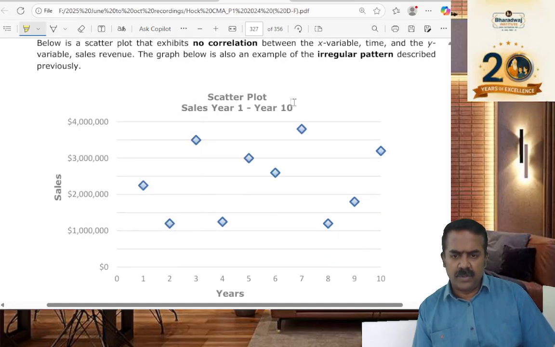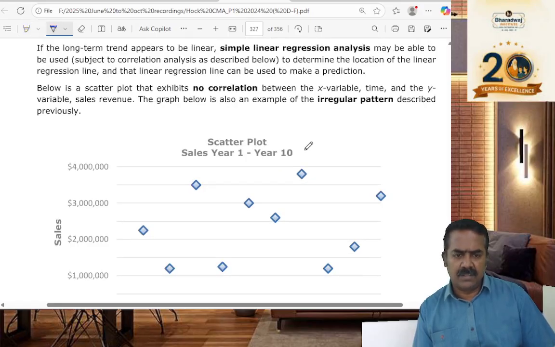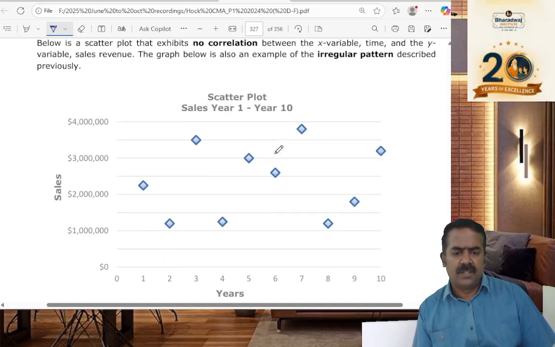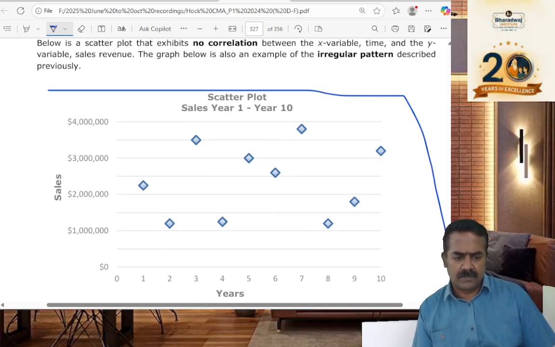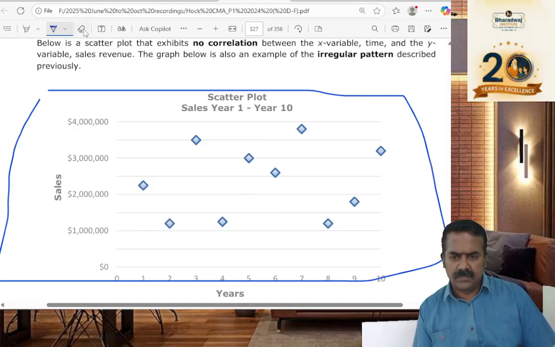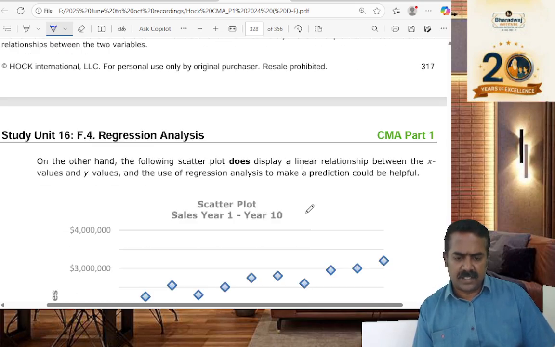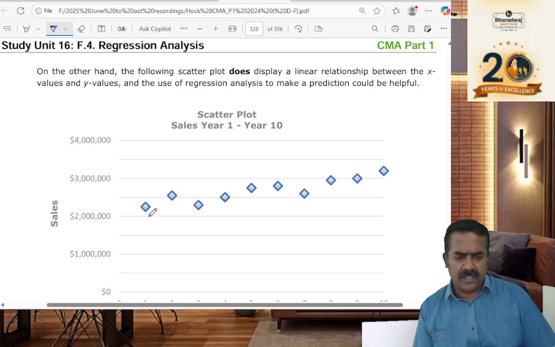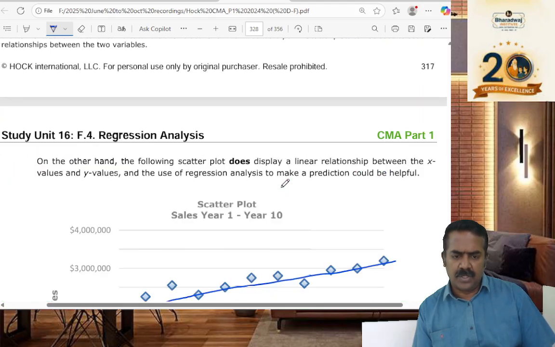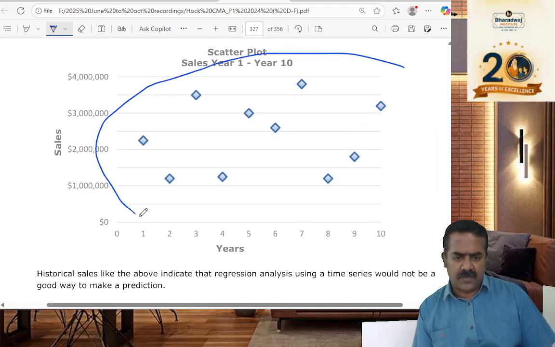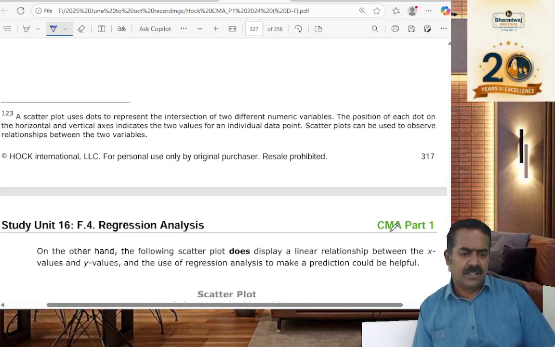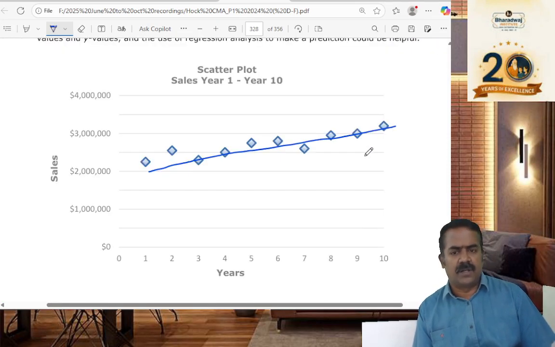Okay, how to find out the type of correlation? Look at this. Is it possible to ascertain any particular value? It is scattered. It is all scattered. Here you can find there is a growth. There is a trend. So using this we cannot find out anything for the 11th year. Using this you can predict the value for which one? 11th year.